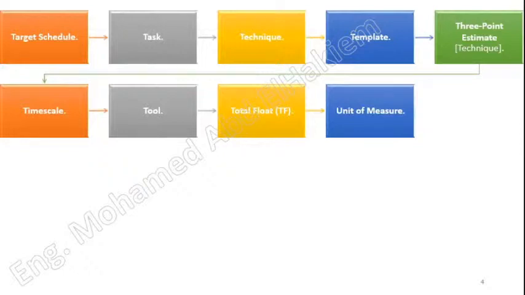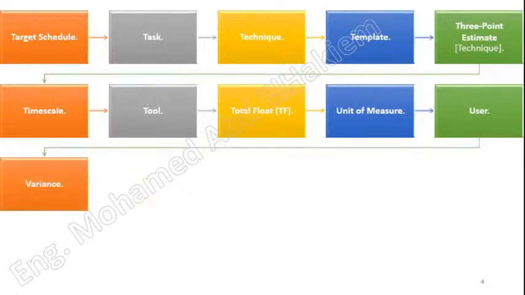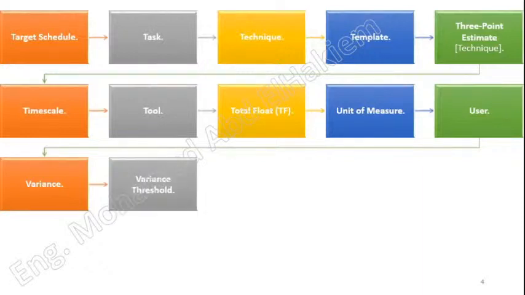Unit of measure. A designation of the type of quantity being measured, such as work hours, cubic yards, or lines of code. User. The person or organization that will use the project's product or service. Variance. A quantifiable deviation, departure, or divergence away from a known baseline or expected value. Variance threshold. A predetermined range of normal outcomes that is determined during the planning process and sets the boundaries within which the team practices management by exception.